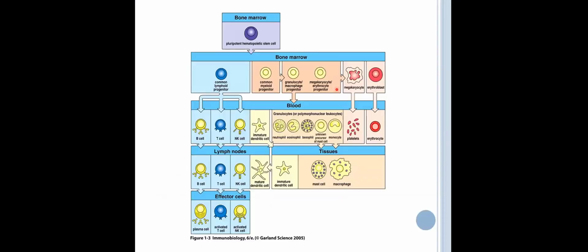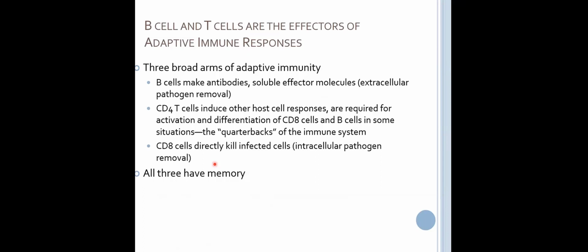Okay, so adaptive immunity is going to be mediated by B cells and T cells, part of the hematopoietic system here. And B cells and T cells are the effectors of the adaptive immune response. And there are three broad arms of adaptive immunity. So B cells make antibodies, which are soluble effector molecules. These are molecules that are secreted from cells, will circulate through your tissue and through your blood, and can actively block pathogens and remove pathogens from those sites at high concentration. And we've all heard a lot about antibodies, I think, over the last couple of years.